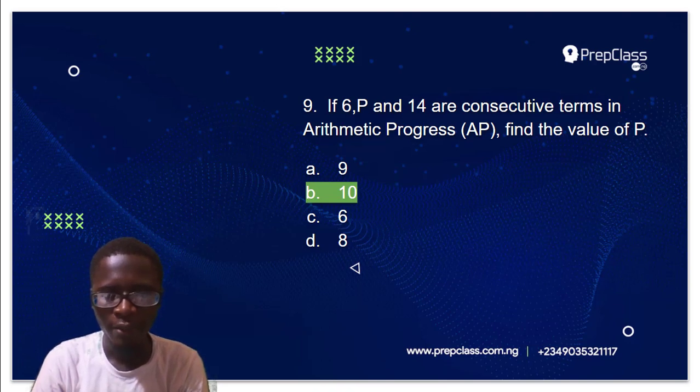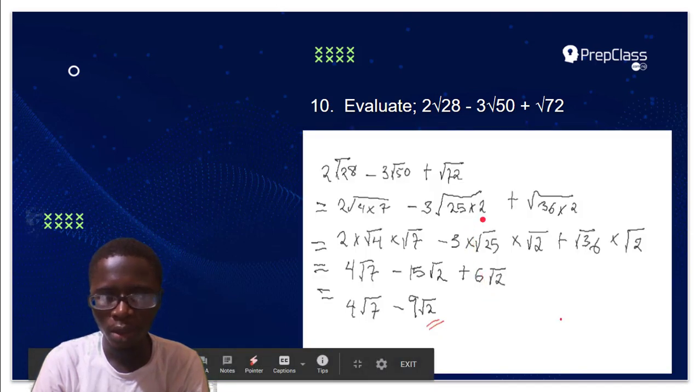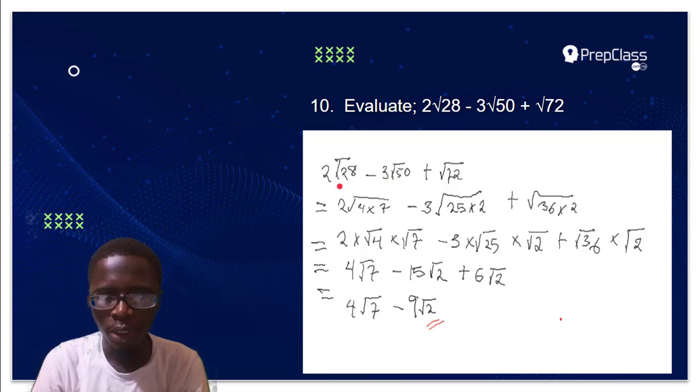Finally, we're going to the last video in this particular episode, and the question says, evaluate 2 root 28 minus 3 root 50 plus root 72. So this short question, as you can see, this is it. We need to break this down to its simplified form before we can carry out the operation easily.